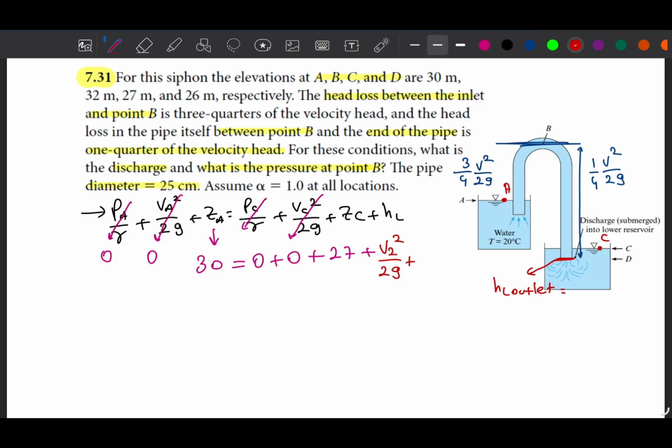at outlet, and this will be, actually not V, yeah, this will be V2 square over 2G. So this is actually exit head loss or outlet head loss. You can call it either way. So let's say V2 over 2G again. So this makes we have two velocity head loss.